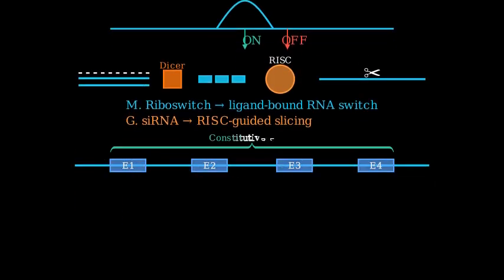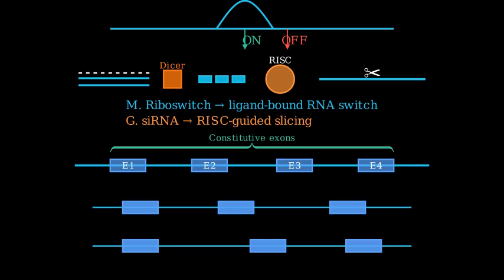In eukaryotes, introns are removed by splicing. H a constitutive exon appears in every mature mRNA. K alternative splicing mixes and matches exons to create different isoforms.